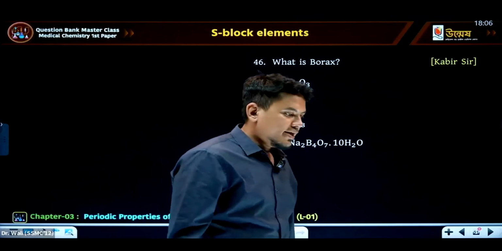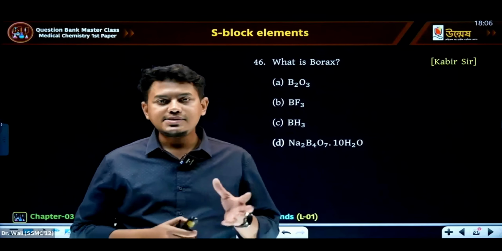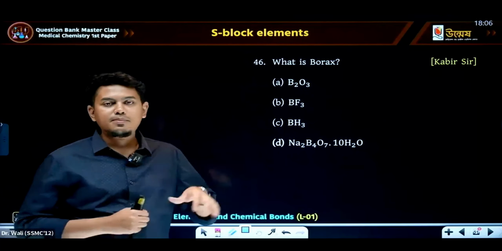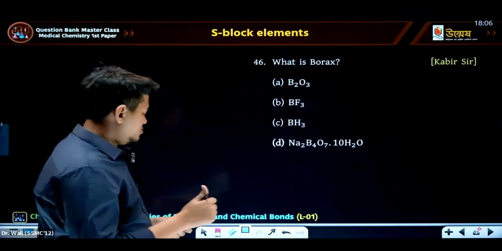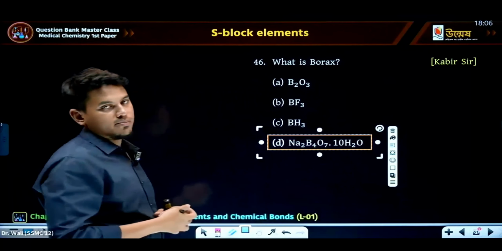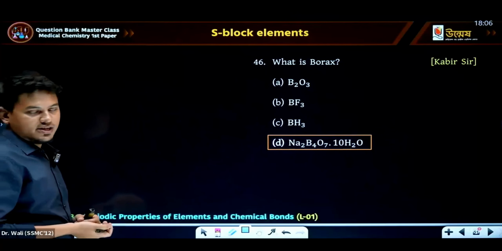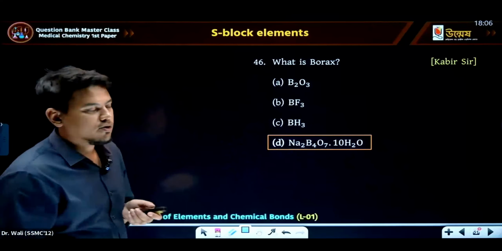What is borax? Borax is a very useful agent. Actually, it is used as a flux to decrease the melting point of an ore. Here, we encourage you to remember the formula, which is Na2B4O7.10H2O. It is also known as Shohaga in Bangla, but in English it is called borax.